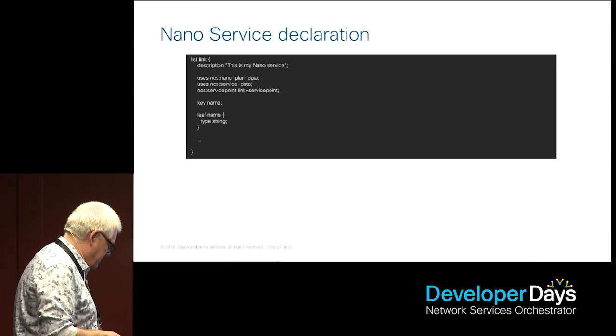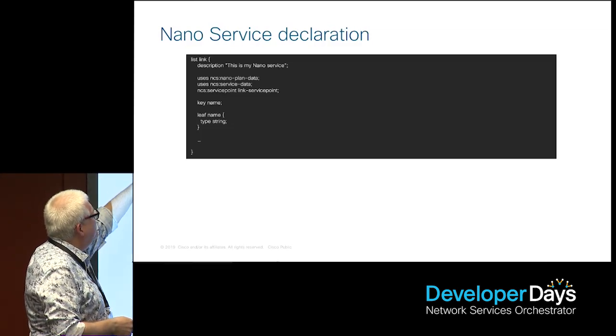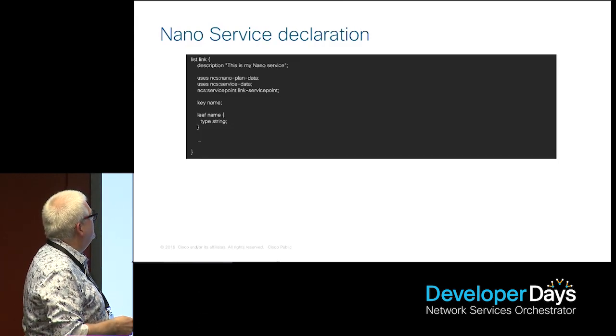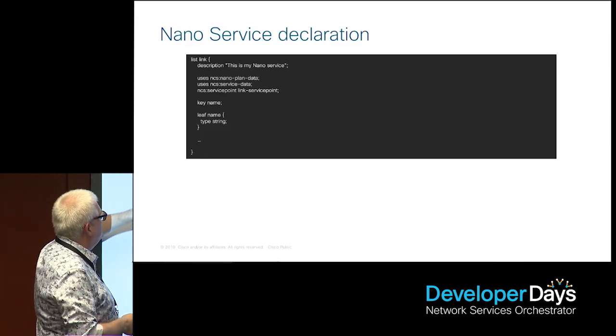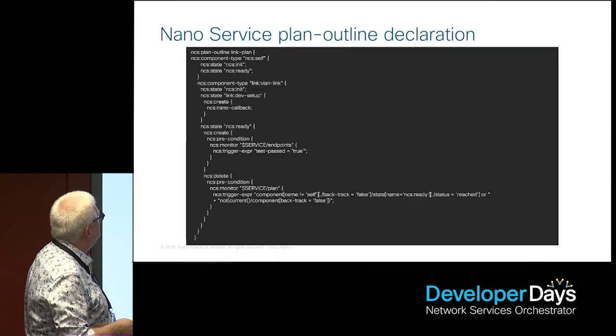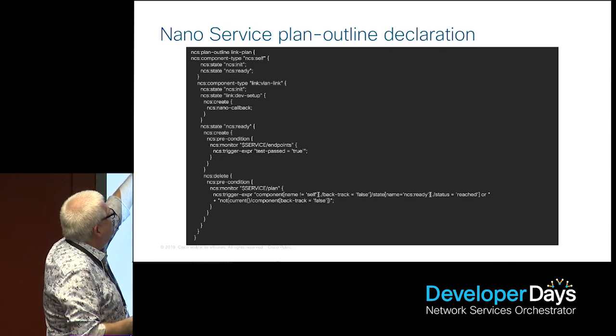Yeah, looking into this, the only difference from what the normal service would be is that it might have used plan data. I changed that to nano plan data here. Otherwise, this is the normal service. The declaration lists something doing a service. This is the outline.